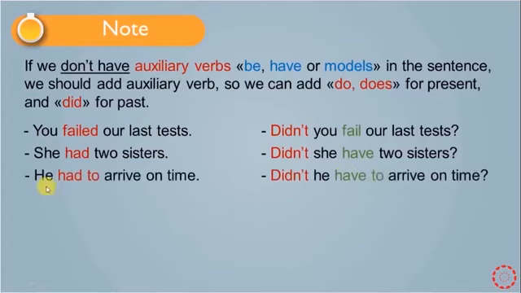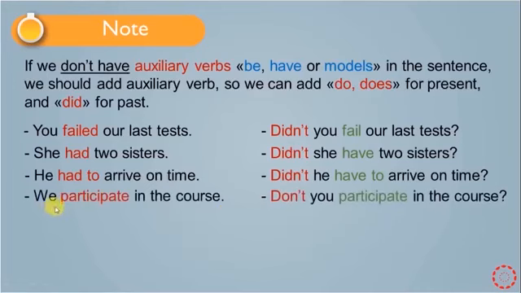The third one, he had to arrive on time. Also here we don't have auxiliary verb. That's why we add didn't here, because the sentence is past tense, had to. Didn't he have to arrive on time?